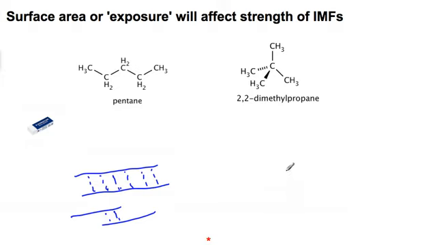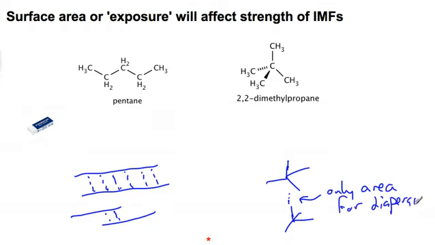With our 2,2-dimethylpropane, basically, I'm getting almost really, looking at it, a single point of contact. So that's the only contact or only area for dispersion forces. And so I'm not establishing as many. And so we would obviously predict that that's going to affect boiling point, and it affects boiling point in a predictable fashion. 2,2-dimethylpropane, with fewer points of contact and a smaller surface area for contact for dispersion forces, has a lower boiling point.